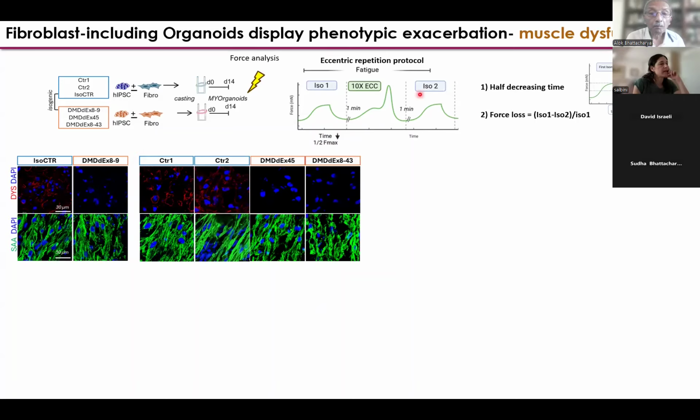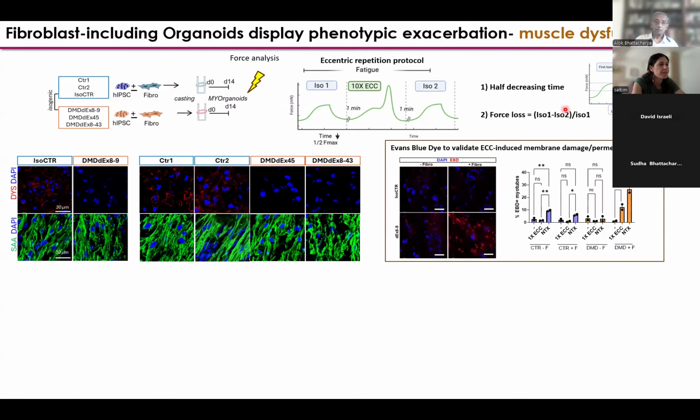fatigability. The eccentric protocol consists of giving 10 eccentric contraction repetitions, where the muscles are stretched in length. And then we calculate the difference between the last isometric contraction and the very first one before the eccentric exercise. And from this, we can have the force loss by this formula. And then we also look at the half decrease time, which is also something that is impaired in Duchenne.